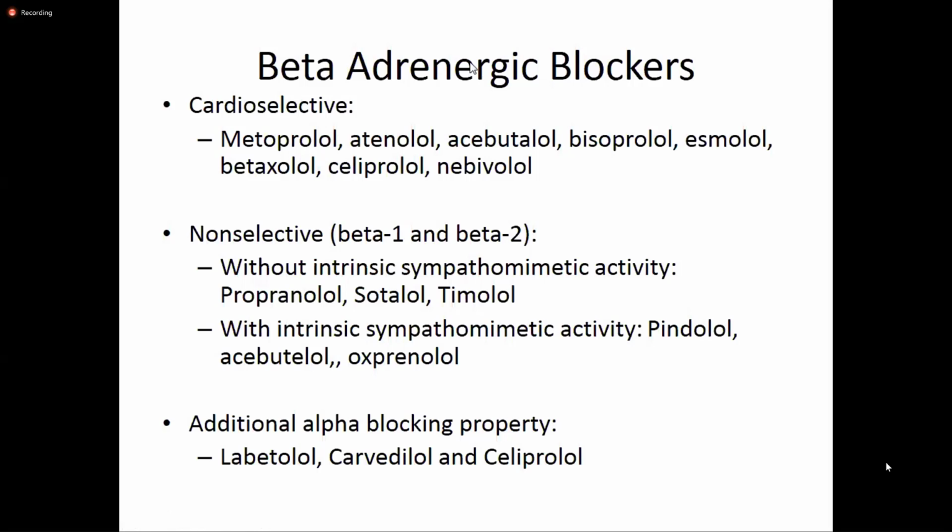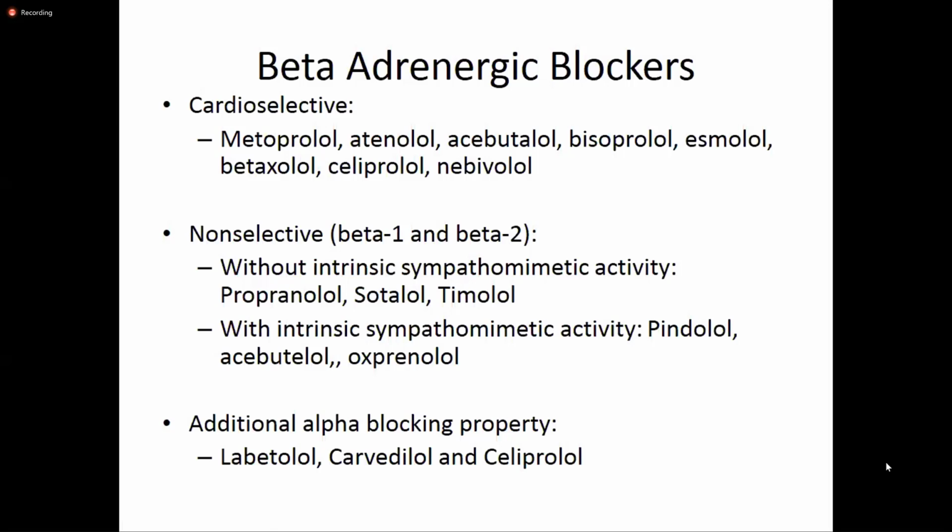So non-selective beta blockers are the drugs which non-selectively block both beta-1 as well as beta-2 receptors, and they may be further classified as drugs with intrinsic sympathomimetic activity and drugs without it. And we have another group of beta blockers which have additional alpha blocking activity. Apart from blocking beta receptors, they also block the alpha receptors. This group includes labetalol, carvedilol, and celiprolol.